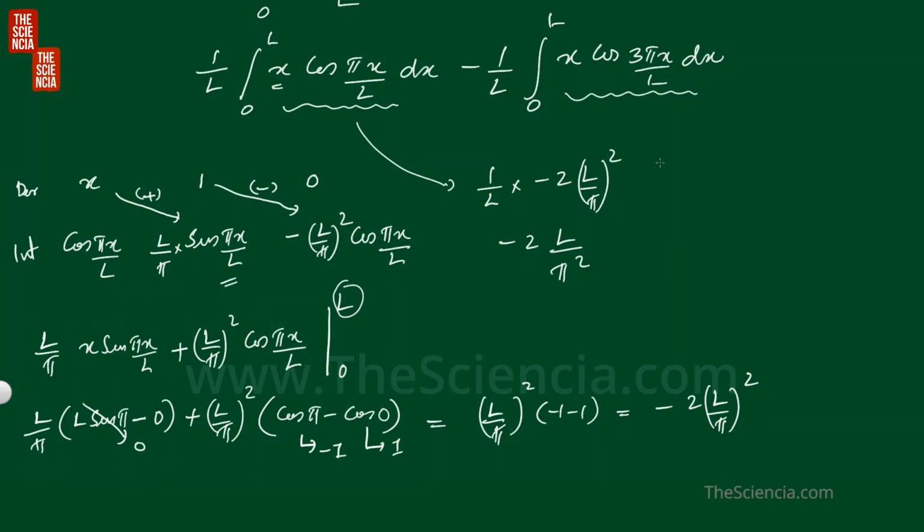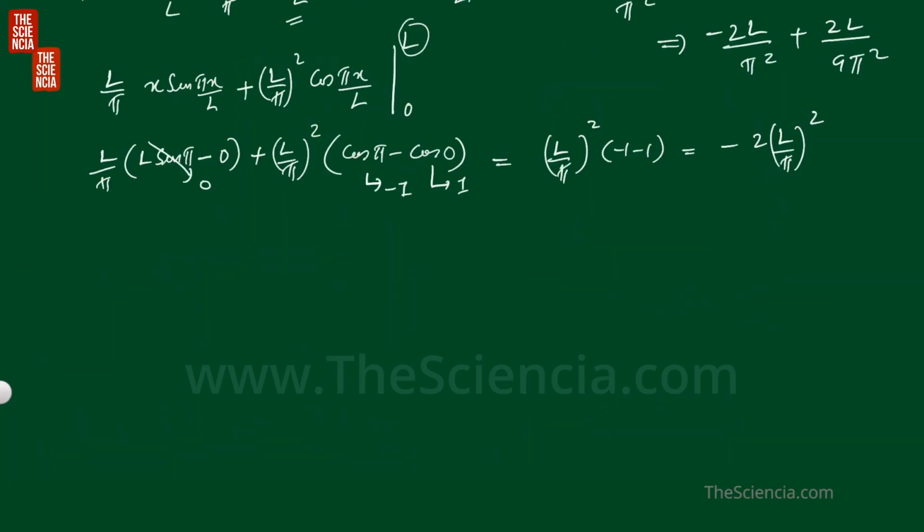Just use the trick and substitute the limits. So finally you will get a value. This is work for you, please solve it. I will tell you the final result. The final result of this integral will be equal to 2L/(9π squared). So we got the value of this integral, that is equal to minus 2L/π squared plus 2L/(9π squared). Now we can substitute all these values in the expression for the expectation value of x.